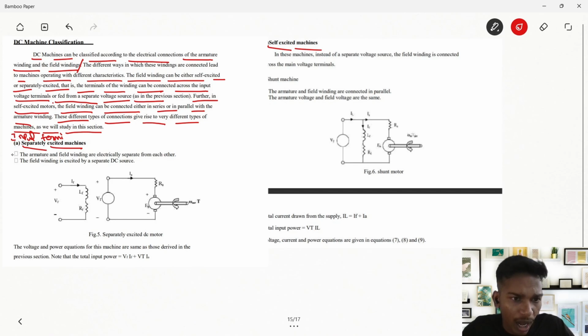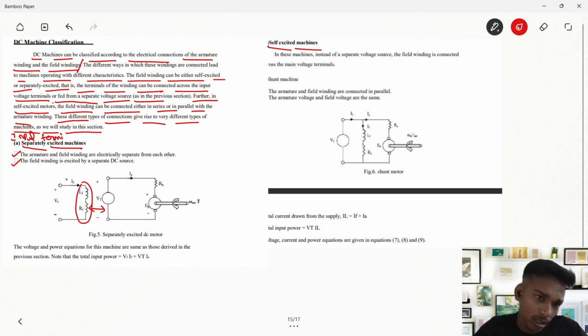In a separately excited machine, the armature and field windings are electrically separated. See, this is the armature winding circuit, and this is the field winding circuit. Both are electrically separate from each other. The field winding is excited by a separate DC source. The field winding will be excited using an external DC source, which in turn will cause the rotation of this motor. This is known as a separately excited machine.